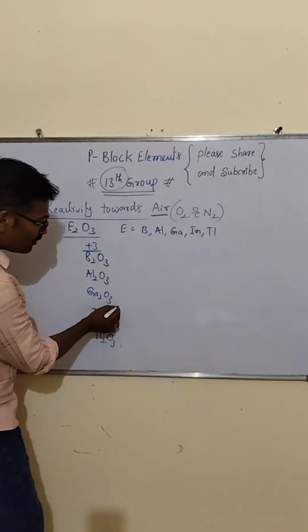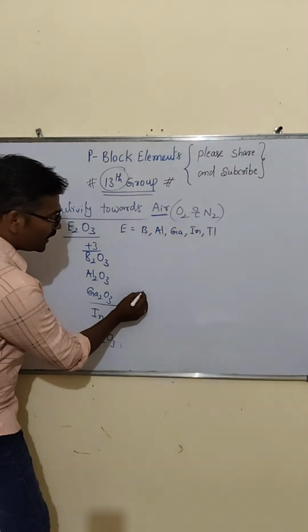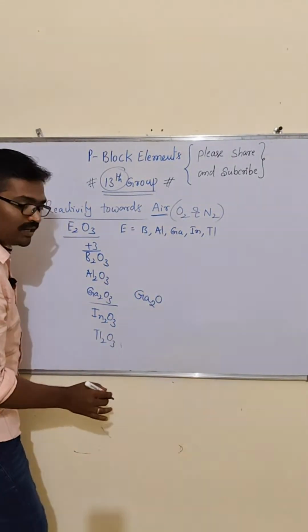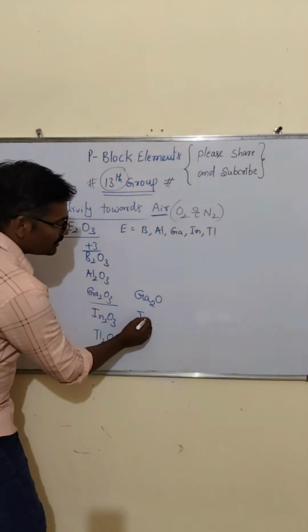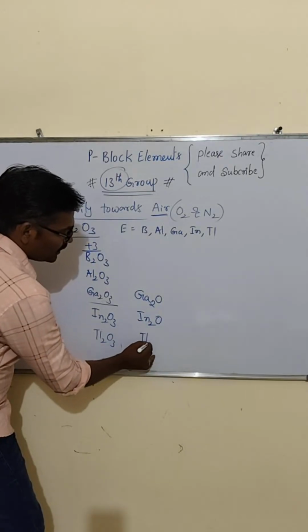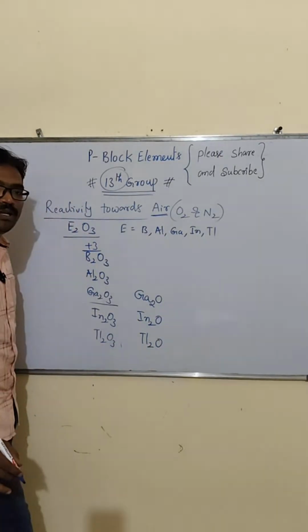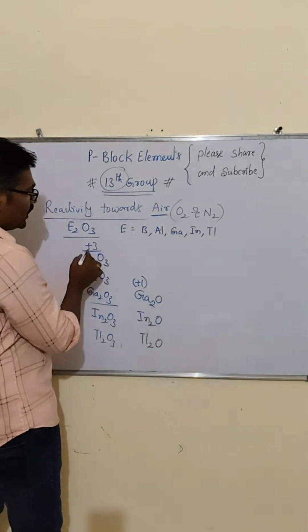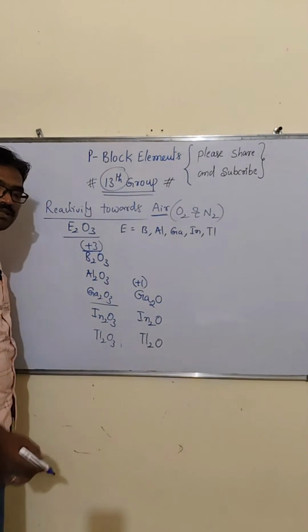Then from gallium onwards, it can also form Ga2O, then In2O, then Tl2O. Like that, formations also occur. Here that is the +1 oxidation state. Here these are +3 oxidation states.